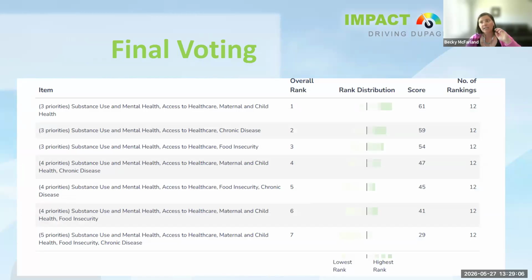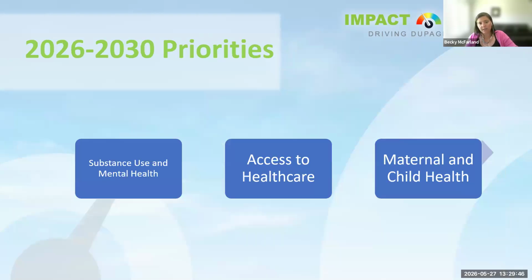We talked through the pros and cons of those top 5. Then we actually ended up having to send out another vote where people did a ranking, so they could pick, highest to lowest, what they wanted to do. You'll see here a screenshot of our results from Alchemer about how the 3 priorities that ended up being our priorities won that vote because they had the highest score. So we ended up having substance use and mental health, access to healthcare, and maternal and child health as our priorities through 2030.